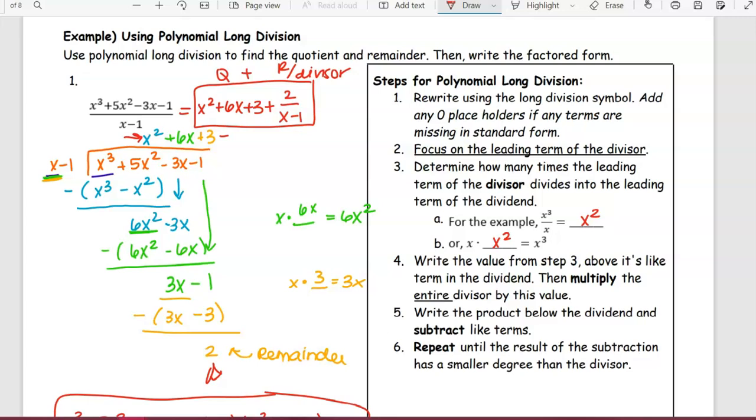Okay, I'm going to practice some more of these in the next video. This is just an introduction video on long division, and there's one example problem in this video. So watch the next video for more examples.